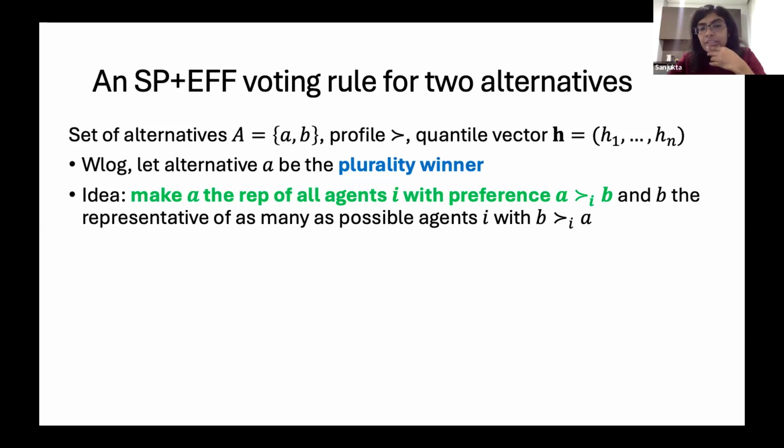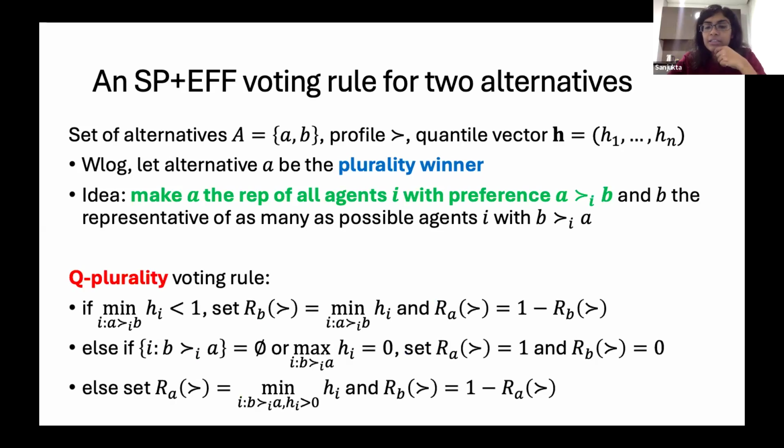What we show is that if I have just two alternatives, then we can have a rule which is strategy-proof and efficient. And this rule is defined as follows. It looks like a little bit of case analysis, but it's basically based on plurality. So we have two alternatives, A and B, and A is the plurality winner. Then I want all the agents who like A better than B to have A as their representative.